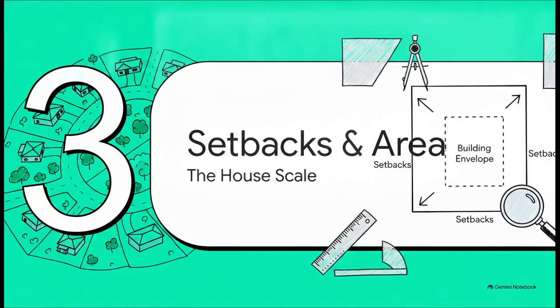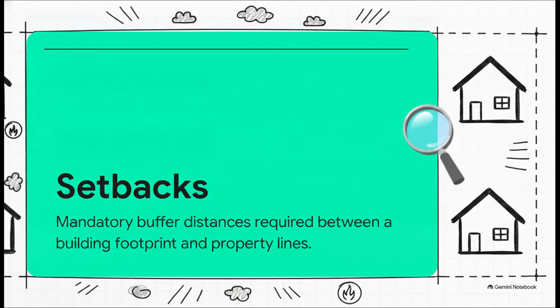Section 3. Setbacks and buildable area, the house scale. Now that we've successfully subdivided our neighborhood, let's zoom in on a single lot and figure out exactly how big of a house we can fit on it. To find our maximum buildable area, we first have to respect setbacks. These are the invisible, mandatory boundaries imposed by local zoning ordinances that literally push your house away from your neighbors and the street. They ensure light, ventilation, fire safety, and keep your neighbor's loud pool pump at a reasonable distance.